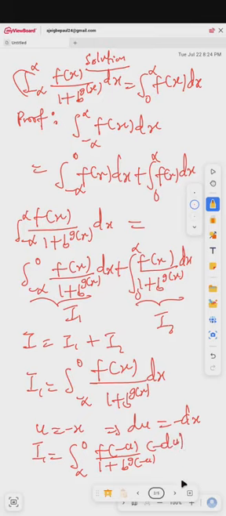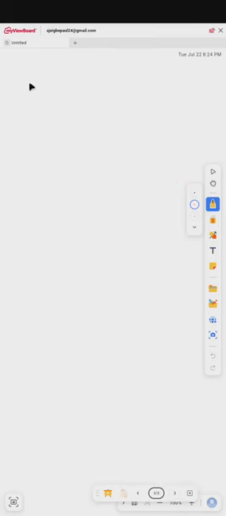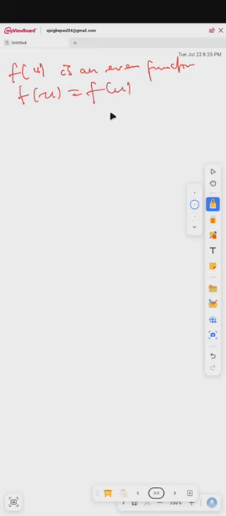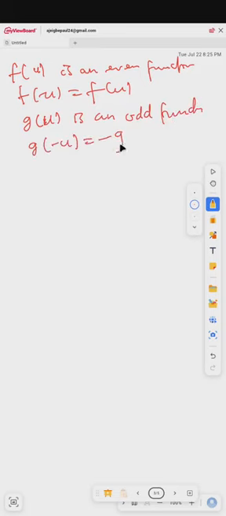Now let's move on. Using the information given, we know that f is an even function. For a function to be even, f of minus u is the same as f of u, so that shows that it's an even function. And then we know that g is an odd function, that is, g of negative u is equal to minus g of u.